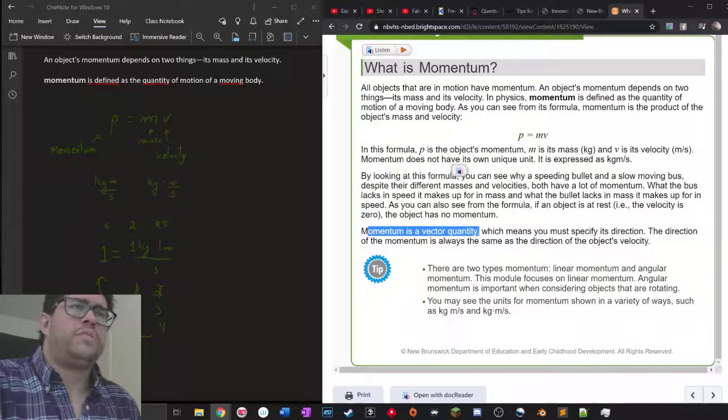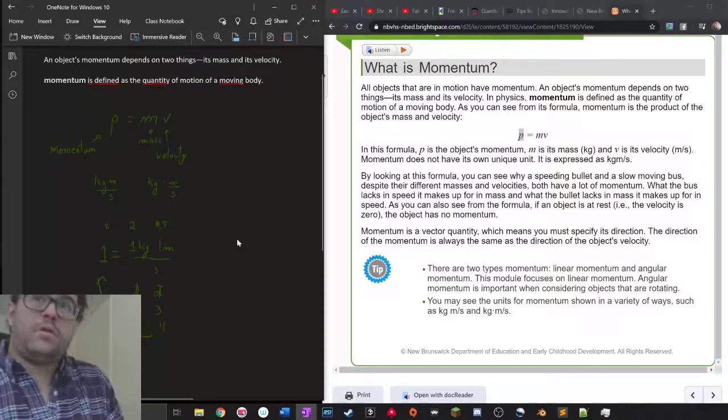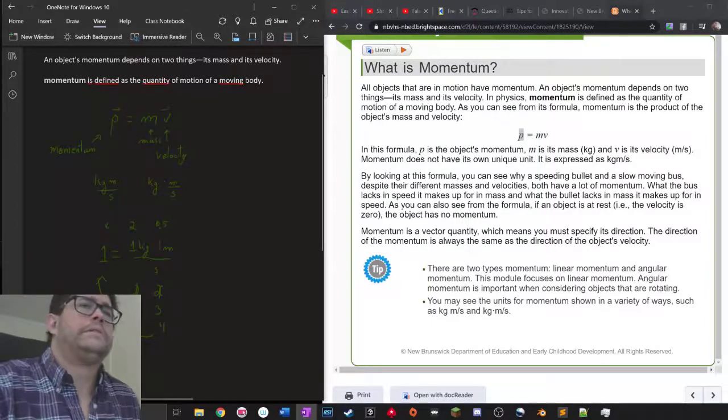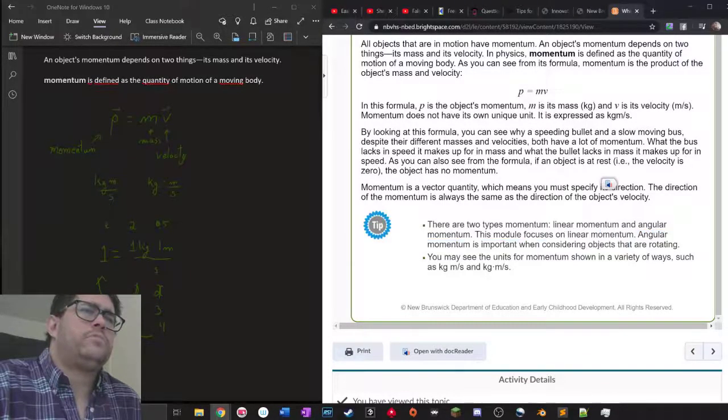Momentum is a vector quantity because the velocity is a vector, so the momentum is a vector. It's so much better when it's plugged in. You can see why a speeding bullet. There are two types of momentum, linear and angular. This one is linear. You may use the units shown below.